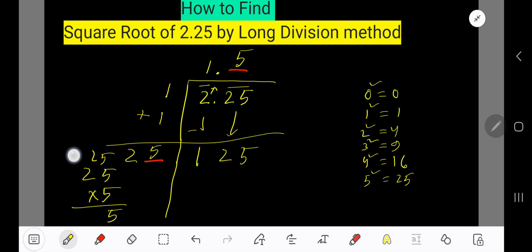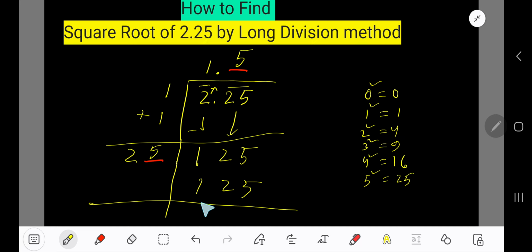Write 5, carry 2 to the next column. 5 times 2 is 10. 10 plus 2 is 12. So 125. That is, if I place 5 here, then I will get 125 after multiplying by that same digit. 5 times 25 is 125, which is equal. So our guessed digit 5 is correct. Subtract, and you get 0.